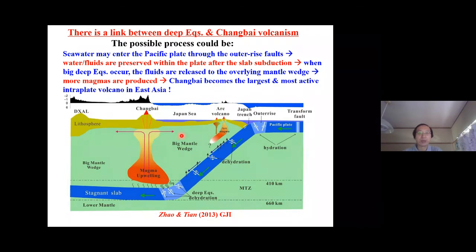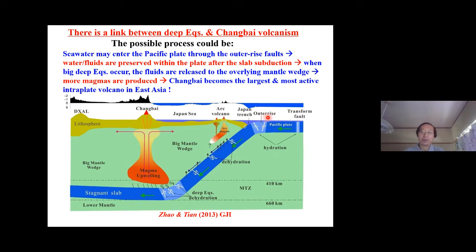So the possible process could be like this. The seawater could enter the Pacific plate through the outer rise. Just before the Pacific plate subduction, just near the trench axis, the Pacific plate becomes elevated, the outer rise. Some normal faulting earthquakes occur in this outer rise area. Soon after the generation of the normal faulting earthquakes, seawater could enter into the lithosphere through these normal faults.